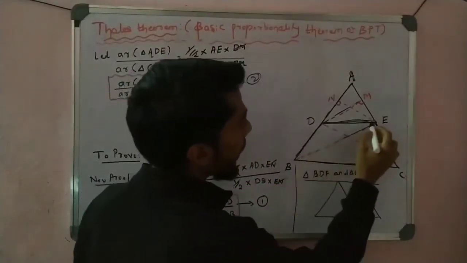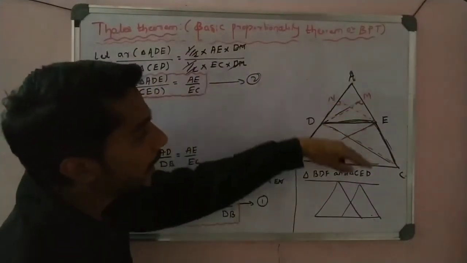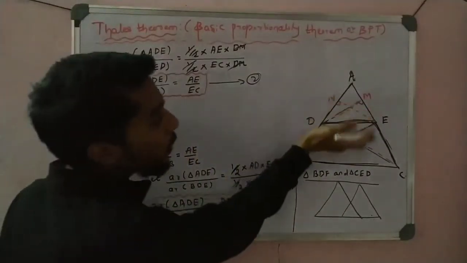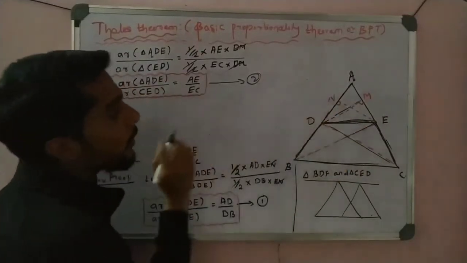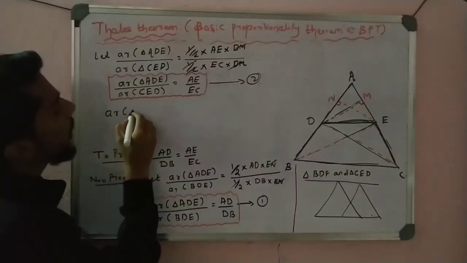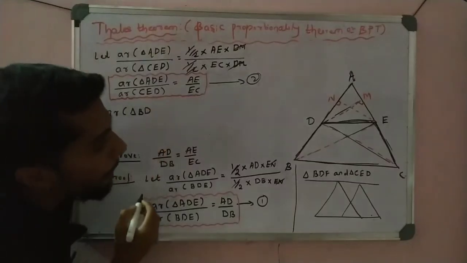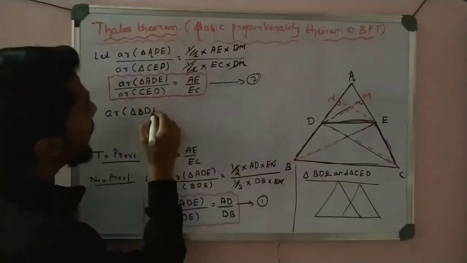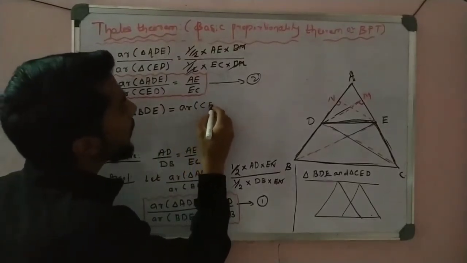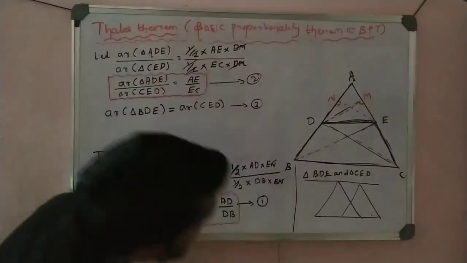This is one triangle and this is the other triangle, and both triangles have the same parallel base and parallel top. In that condition, the 9th standard says that if any two triangles have the same parallel base, then their area is the same. So I write the area of triangle BDE is equal to the area of triangle CED. That is equation number 3.